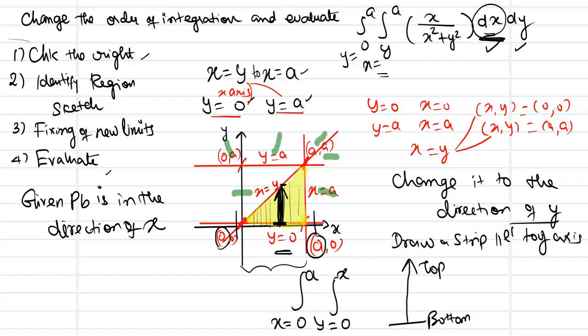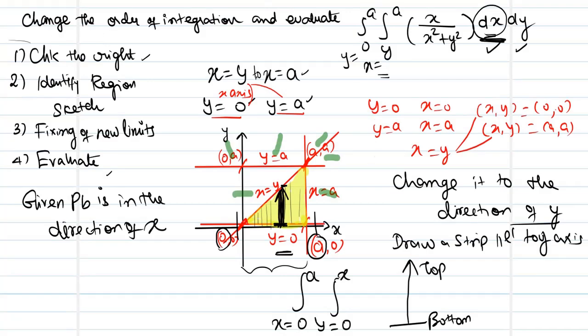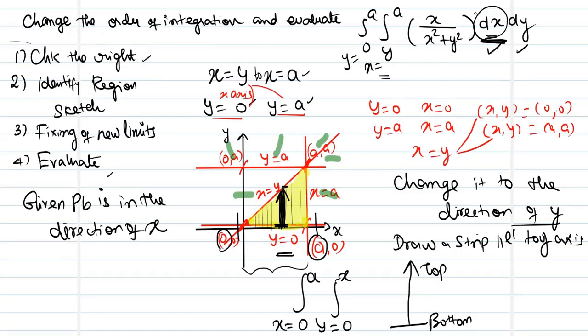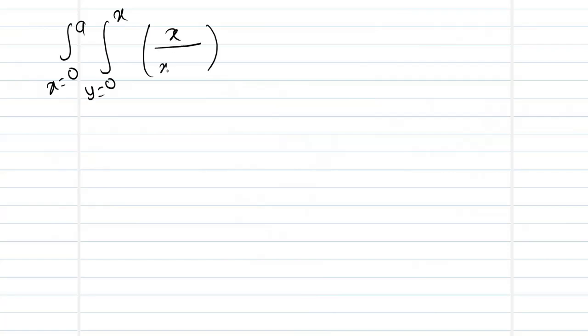So we move on to evaluate the integral from 0 to a, integral from 0 to x. So this is my y, this is my x. The function will never change. The function will always be the same as given in the question. The given question is x by x square plus y square. So what is the new order for us? In the direction of y. So dy comes first, followed by dx. So this is the quantity.